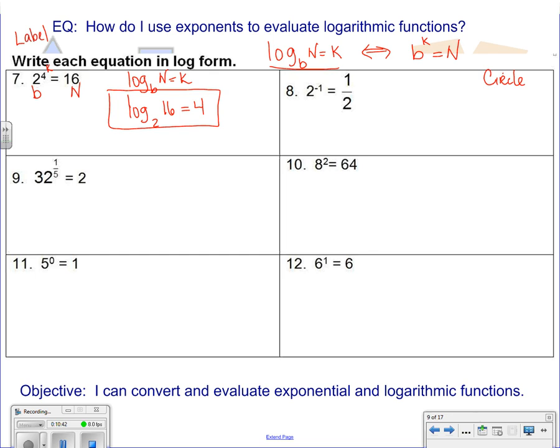I'm going to go on and do number 9 just to make sure you got it as far as the label is correct. So again, we're starting with the bacon this time. So we have B, K, and an N. I want to change it to my log form. And in the log form, the base is still the base. So the base is 32. The number is 2. And my exponent now is what it's equal to.